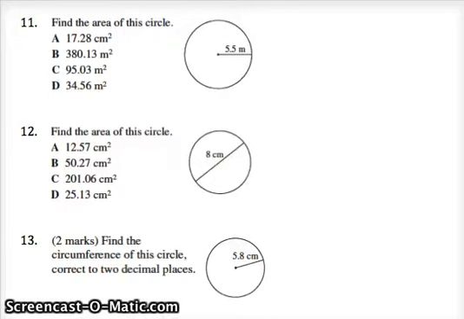This is Circles revision for Year 8, starting from question 11. In this question, we're asked to find the area of the circle. Now, the first thing you should do, because they're asking for the area of the circle, is write down what the formula for area of a circle is. And the area of a circle is area equals pi r squared.